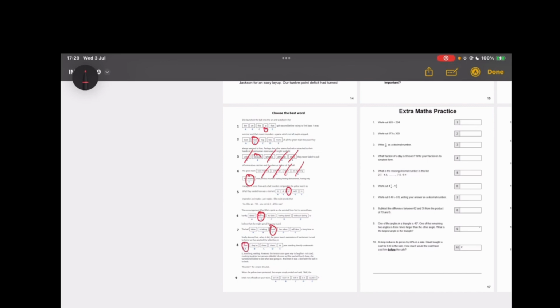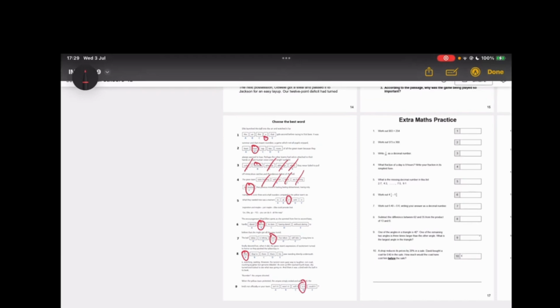Standing directly beneath it, watching, waiting. However, the tension soon gave way to laughter, not cruel, mocking laughter, but genuine disbelief. As soon as Ellie reached fourth base, she turned and looked to see what was going on. There it was, a bird with the ball in its beak. Round her, the umpire shouted. When the yellow team protested, the umpire simply smiled and said, "Well, the bird's not officially on your team, is it?" Question mark. And that is proofreading.